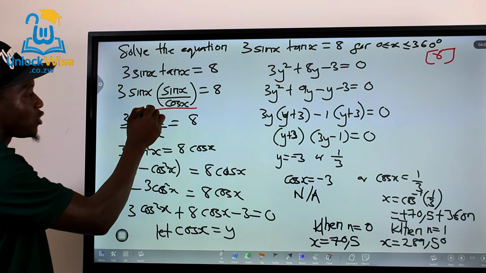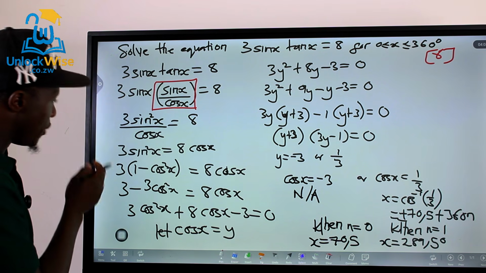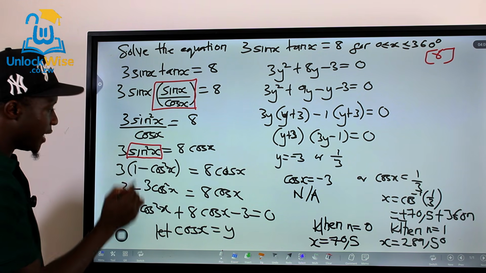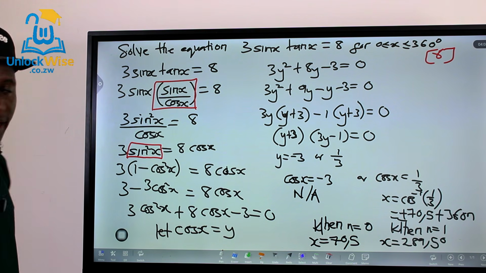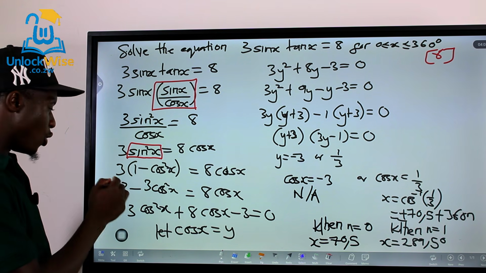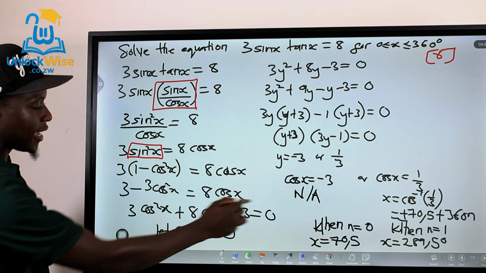Tan x is equal to sin x over cos x. This is the first aspect. The second aspect is whereby you change the identity of sin squared x. Like I said, sin squared x equals 1 minus cos squared x. For it to be simple for you to calculate this kind of mathematics, you need to know the basic principle of factorization. Let cos x equal y.